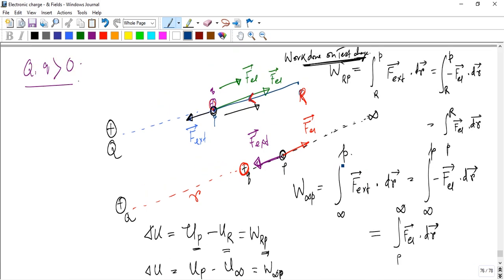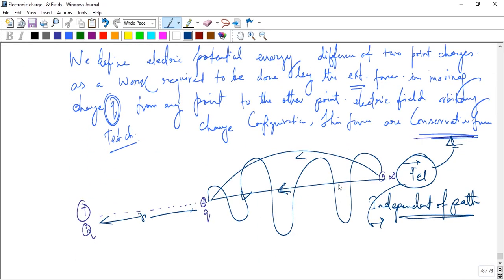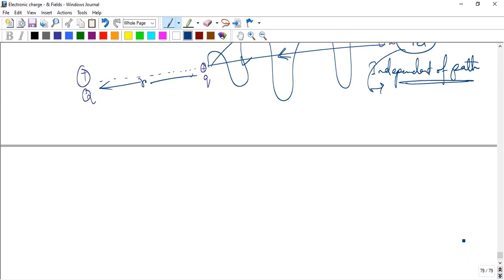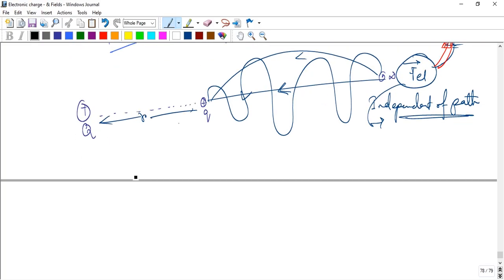You see the integration very carefully. There is a lower limit and an upper limit, so there are two limits. It depends only on the two points. In between these two points, the path can be chosen randomly. So that's why it is path independent, for any path. So here is some calculation showing that it is a conservative force, very important. The electrostatic force is a conservative force.